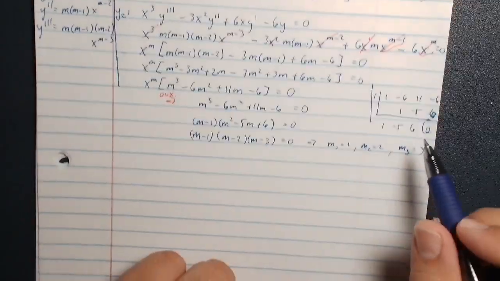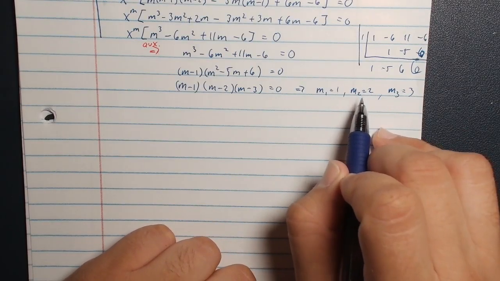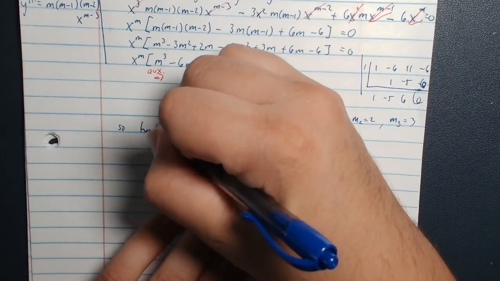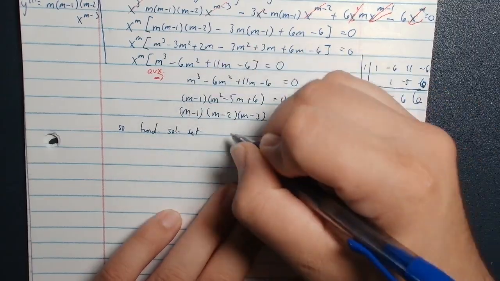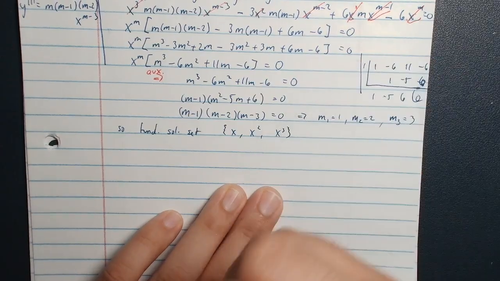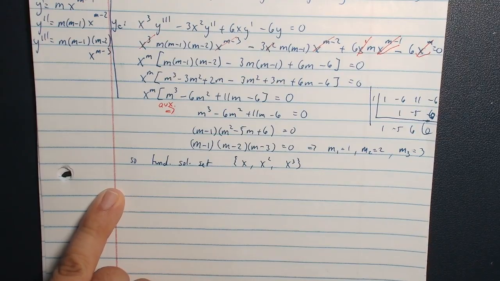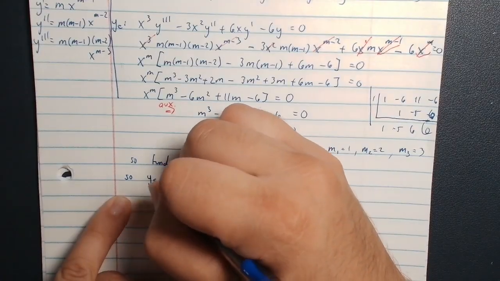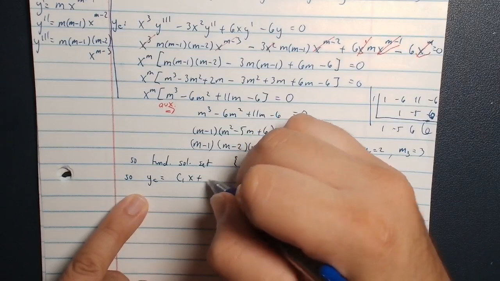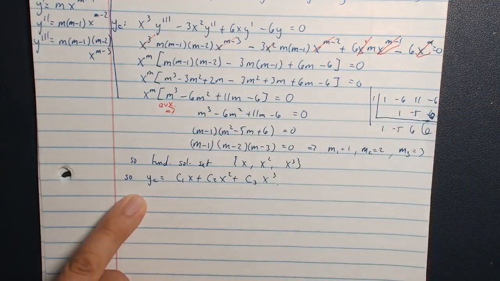Then our fundamental solution set would be x to the first power, x to the second power, and x to the third power. Right? That's my fundamental solution set. Which means that our complementary solution is going to be c1 times the first one, plus c2 times the second, plus c3 times the third. So our y sub c is c1x plus c2x squared plus c3x to the third.